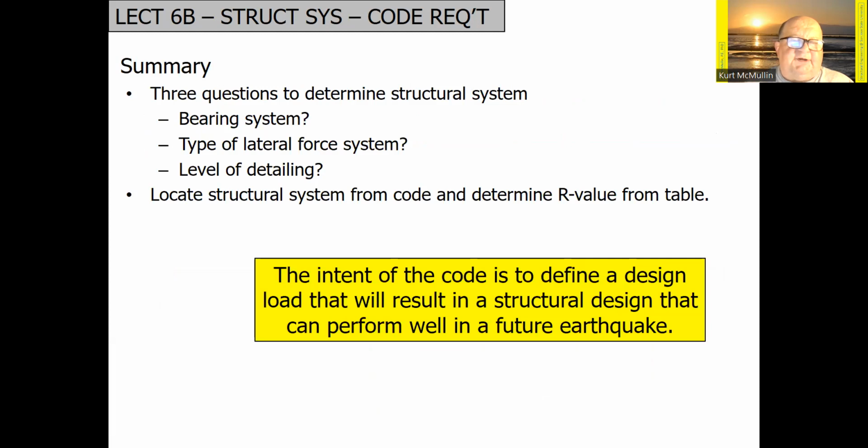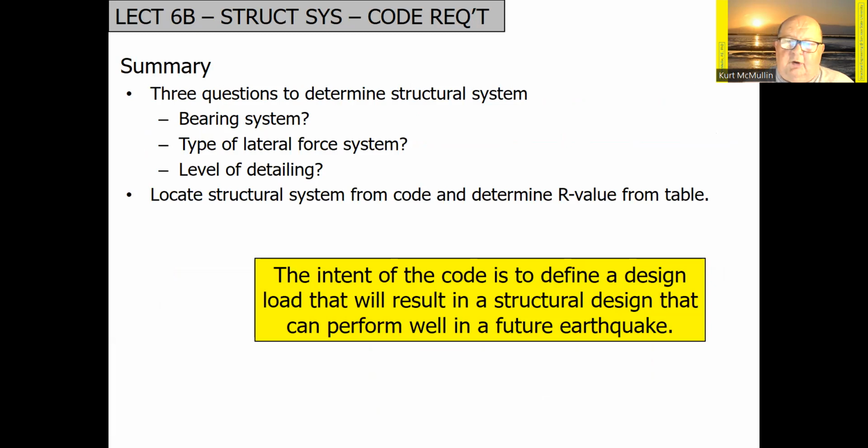So there are 3 questions to determine what structural system you're using. Is it a bearing system? Which type of lateral force system are you using? What's the level of detailing that you're going to conduct engineering-wise to verify that you can get a certain type of performance? Those 3 questions, you're going to locate the structural system from that table in the building code. You're going to look up the R value that is associated with it.